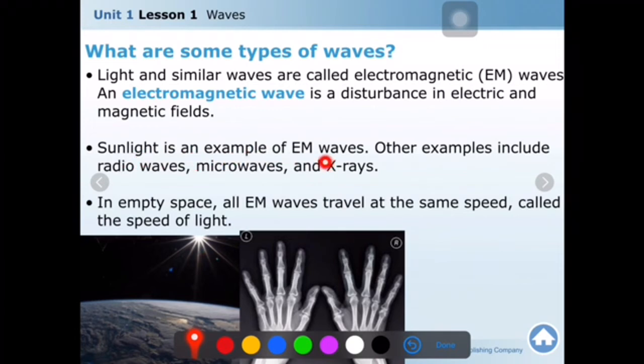Sunlight is an example of electromagnetic waves. Other examples include radio waves, microwaves, and X-rays. Actually, electromagnetic waves have a great range of lights, a great range of waves. X-rays, ultraviolet waves, gamma rays, all of them are actually called electromagnetic waves. And we just know the visible light, right? We are able to see just that one.